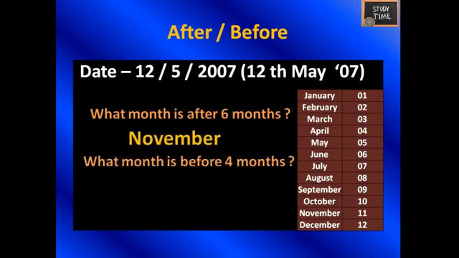Next, what month is before 4 months? So 5 minus 4 is 1. What is the month corresponding to 1? 1 is January. This is how you should calculate before or after months when a particular date is given.